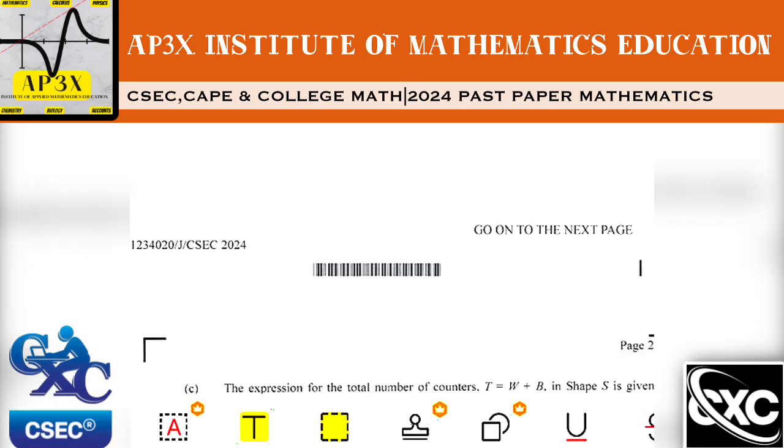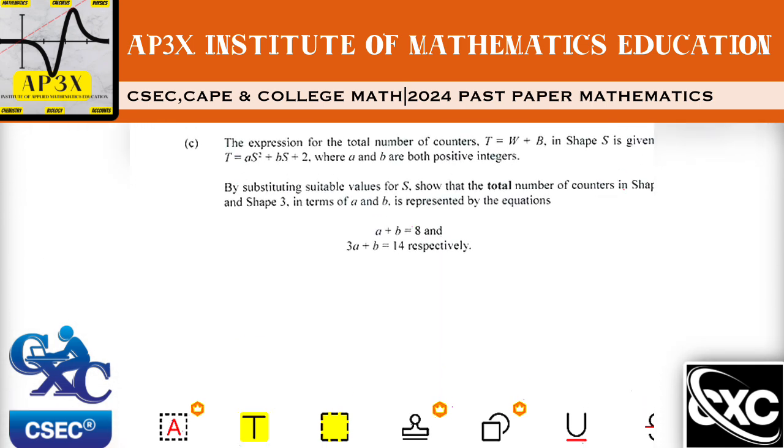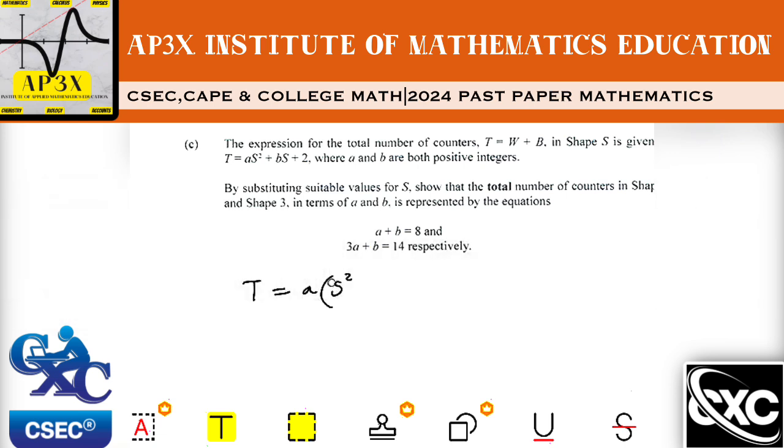Let's go down to here. The expression for the total number of counters, T is equal to W plus B in shape S, is given by the formula T equals A S squared. Oh, let me just remove that bracket then.